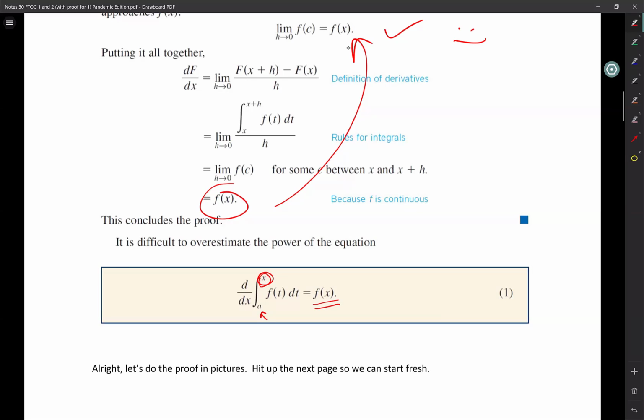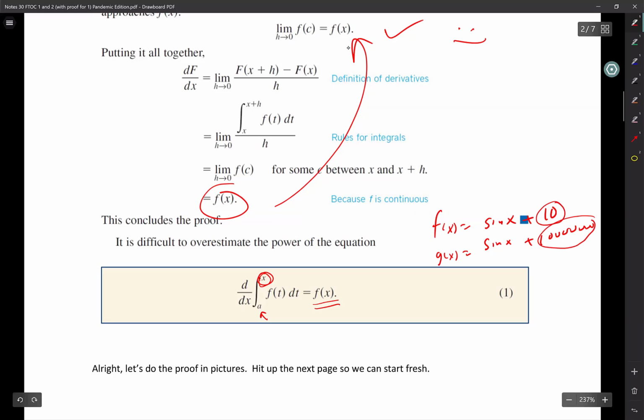I know right now it probably doesn't make sense, but think of it like this. The concept is similar to this, and I'm going to erase it in a little bit. f of x is equal to sine x plus 10, and g of x is equal to sine x plus something else. Do both of these functions, f and g, have the same derivative? Yeah, they have the same derivative because when I take a derivative of a constant, it goes away. So the constant does not matter. You have the same derivative for f and g. It's similar to that. A is just some constant somewhere.